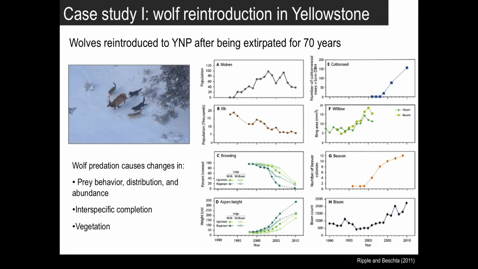So a change not only in the distribution and abundance of the elk, which is the main species that is browsing on the aspen and cottonwoods and willows, but we also have a change in elk behavior, and that they're no longer grazing so frequently and so freely in the riparian corridors.